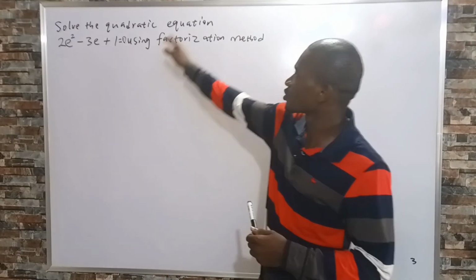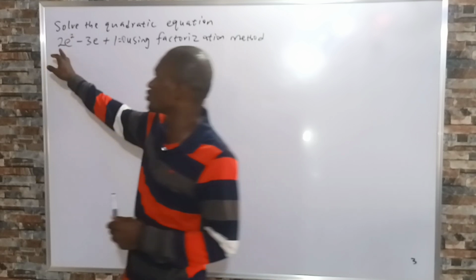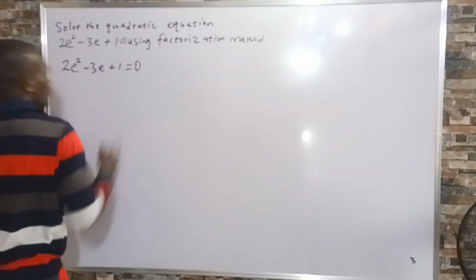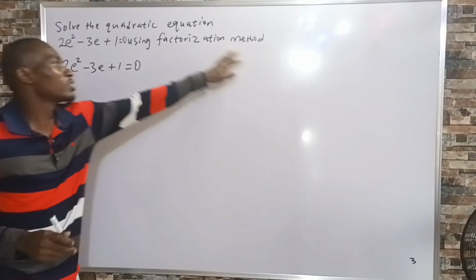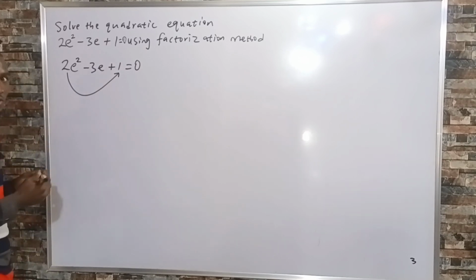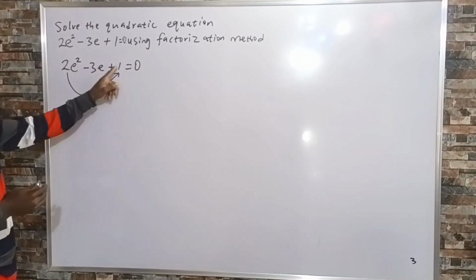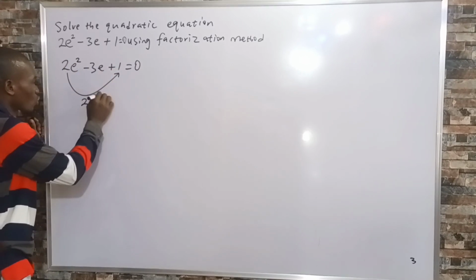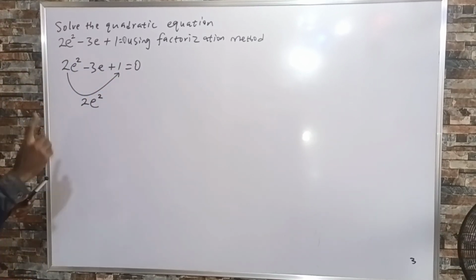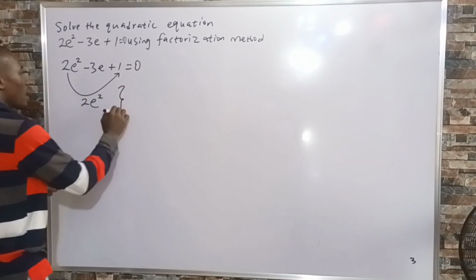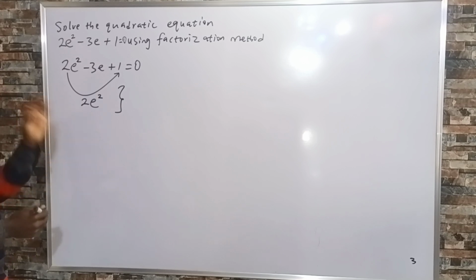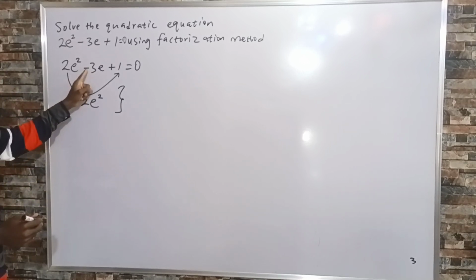Okay? So we are now asked to solve this given quadratic equation, which is 2e squared minus 3e plus 1, and that is equal to 0. And we should solve it using the factorization method. So first things first, as in the usual method of factorizing a quadratic expression, this 2e squared will multiply 1 to give us 2e squared. Then we shall look for two factors that when we multiply them together, give us 2e squared, and when we add those two numbers together, give us negative 3e.